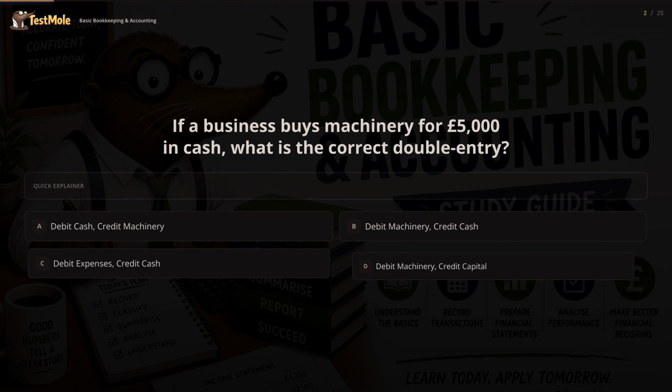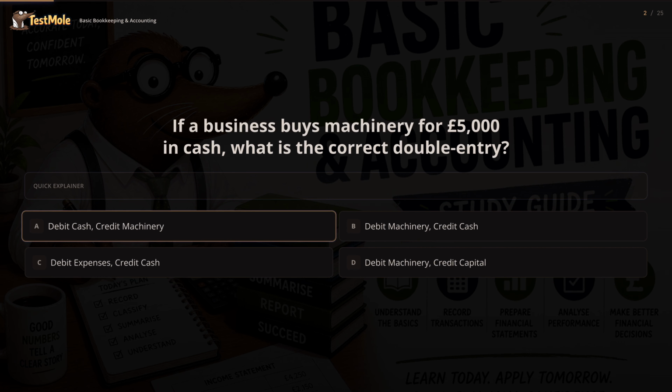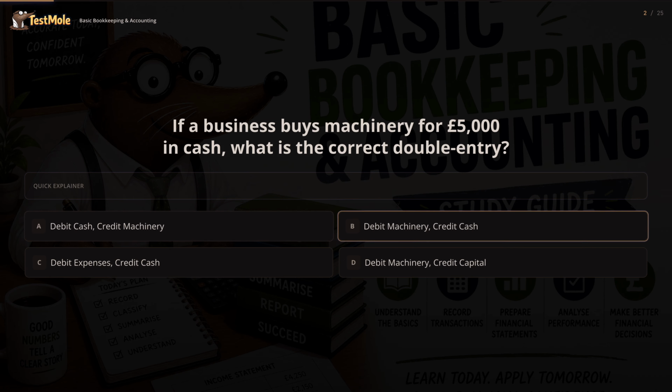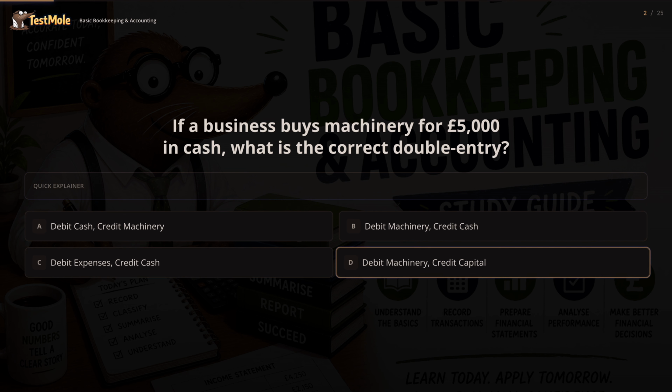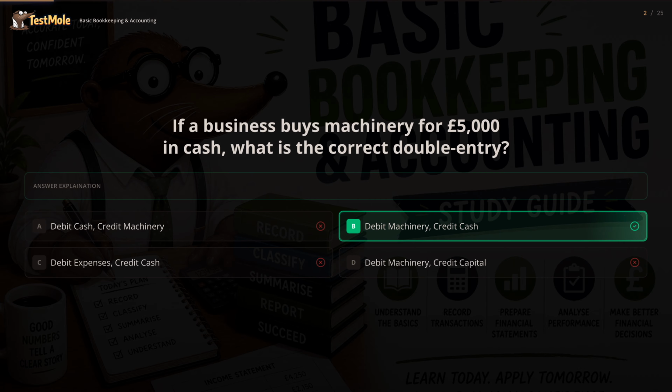Here are the options. A. Debit cash, credit machinery. B. Debit machinery, credit cash. C. Debit expenses, credit cash. D. Debit machinery, credit capital. The answer is B.